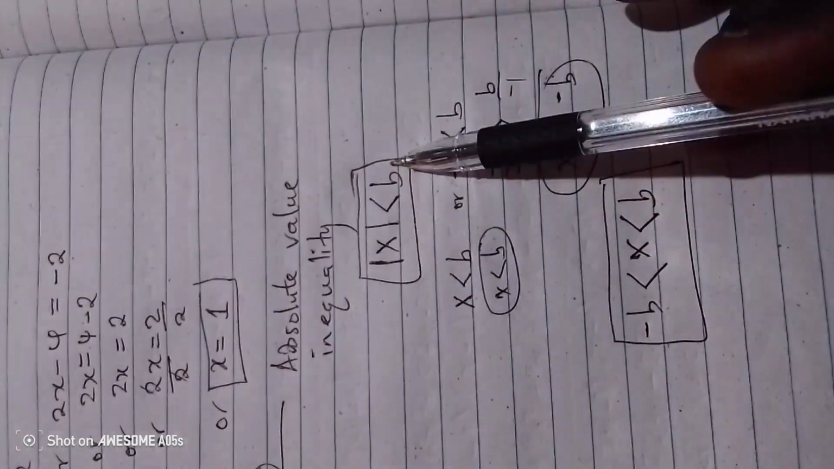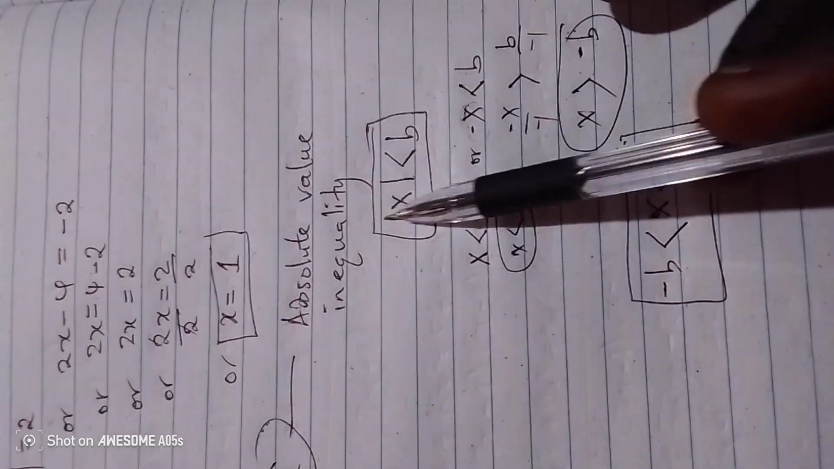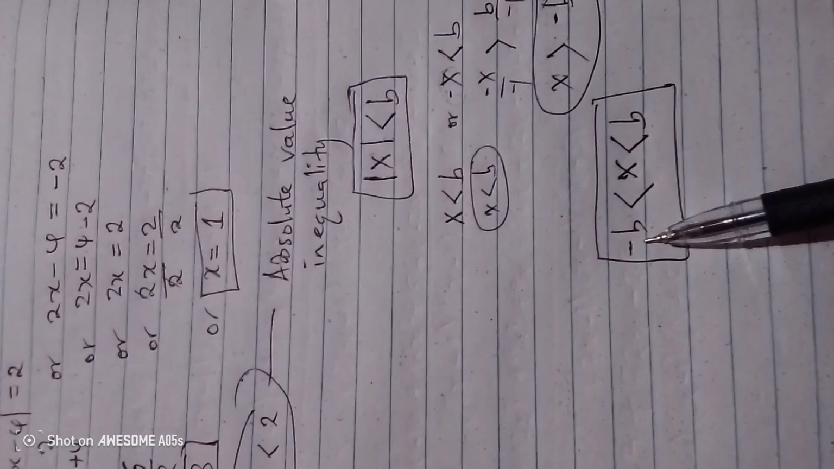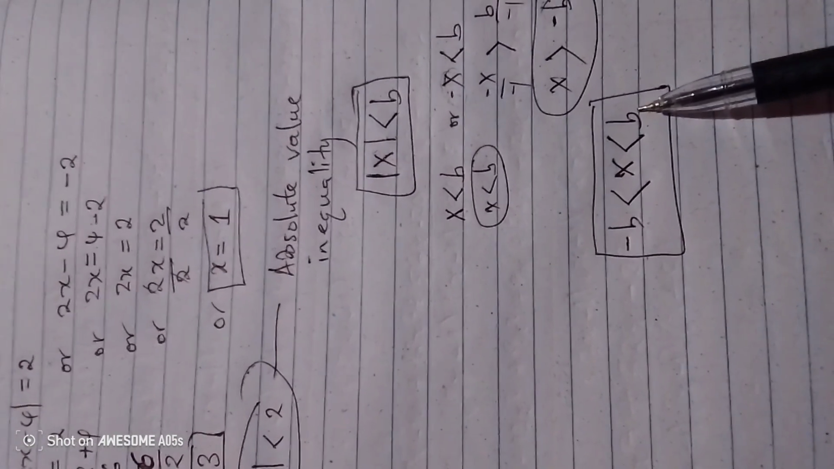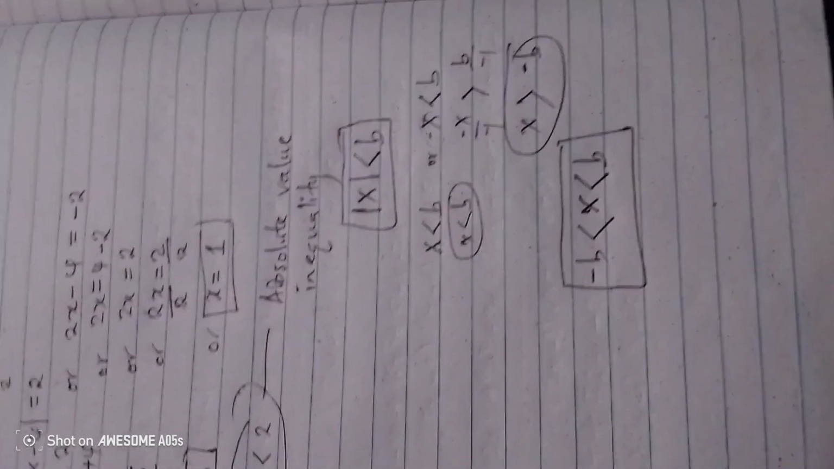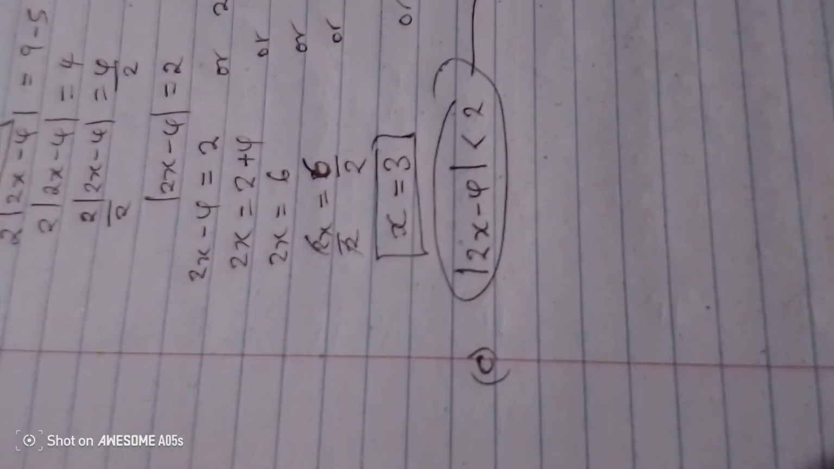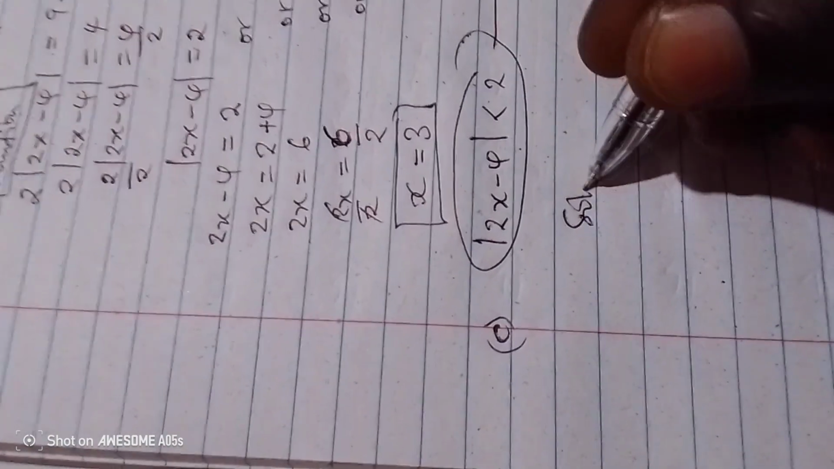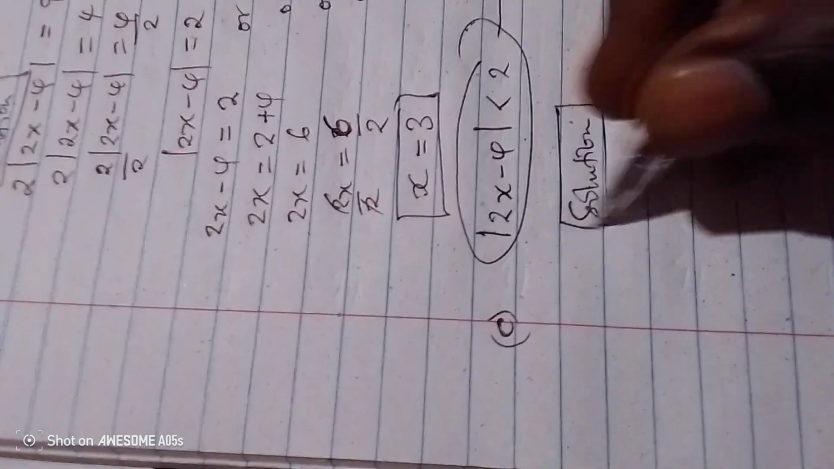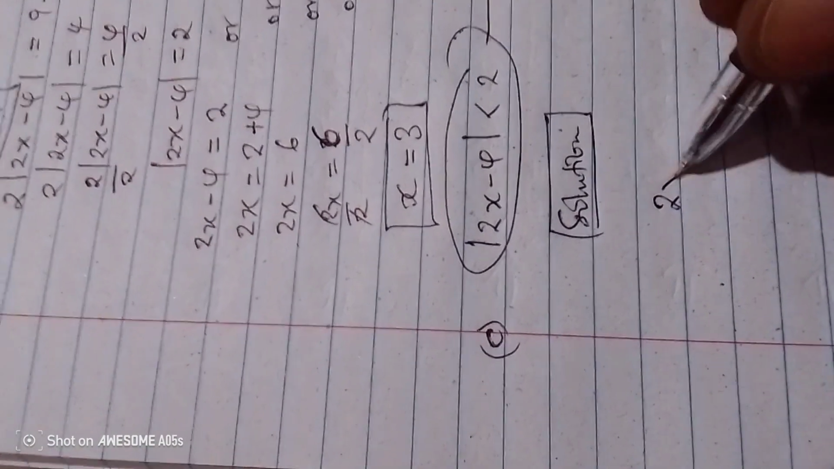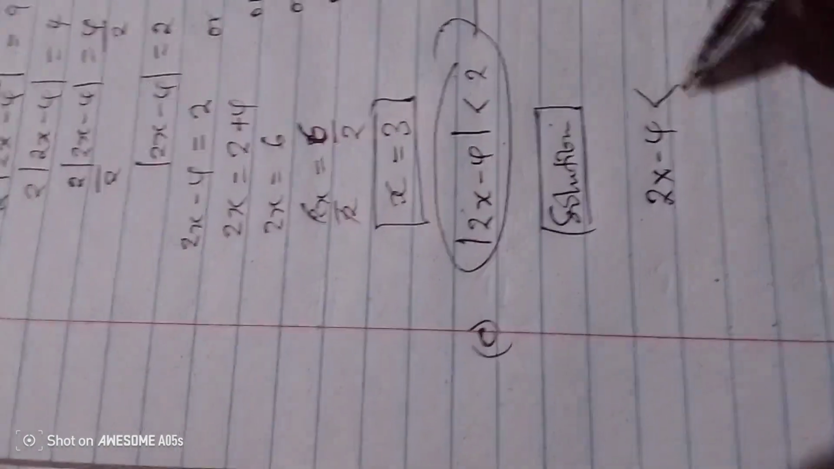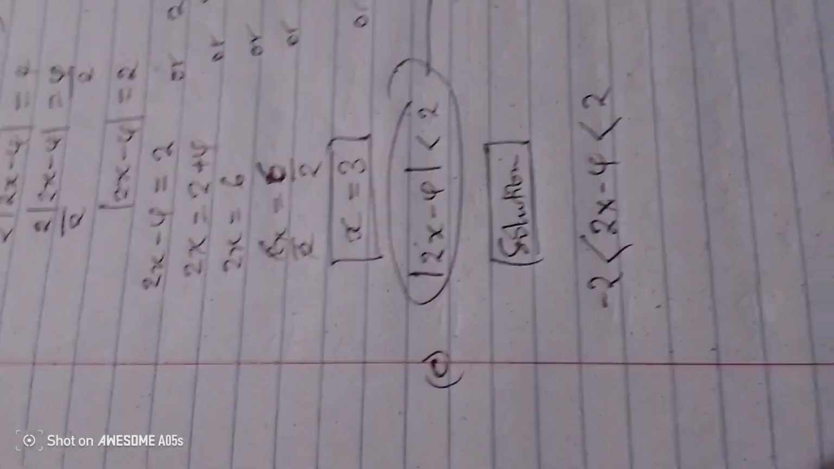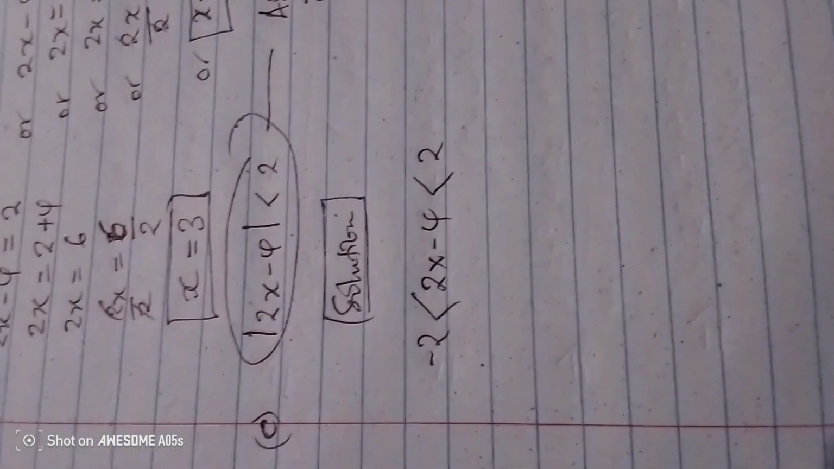So whenever I've got this situation, we expect the answer inside to be in between. So it will be in between the negative and the positive. So this is where it comes from. So when we get back to this question, we are going to put this answer, solution. We are going to say 2x minus 4 will be in between the negative and the positive part. So that's how it goes.